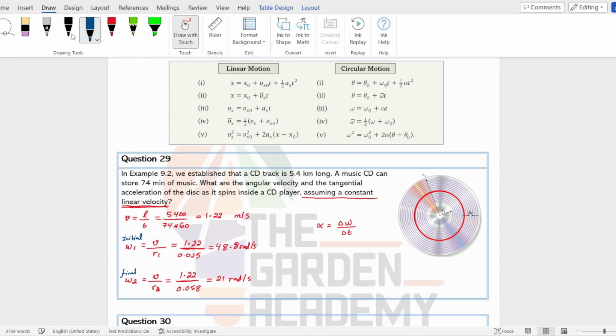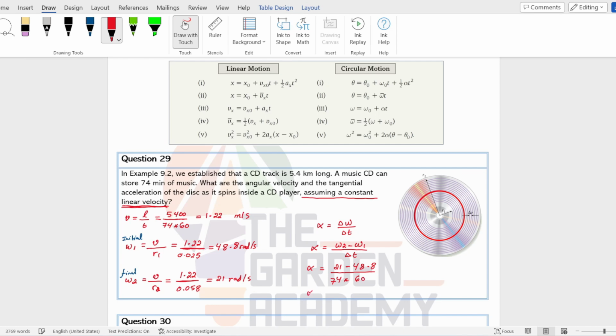So plug in those values in the equation that we wrote at the beginning. Going back here, we will say alpha is equal to omega 2 minus omega 1 divided by delta t. So alpha is equal to 21 minus 48.8 divided by the time in this question, which is basically 74 minutes, sorry, 74 times 60.